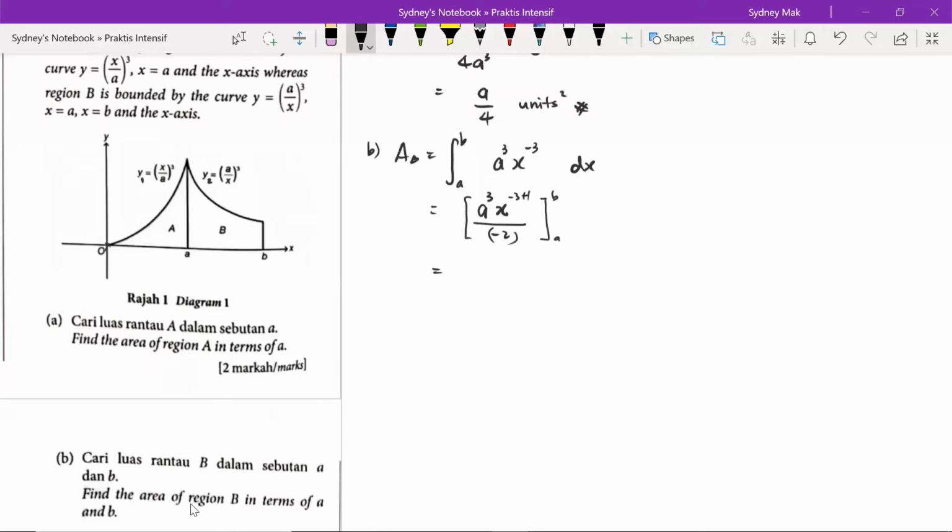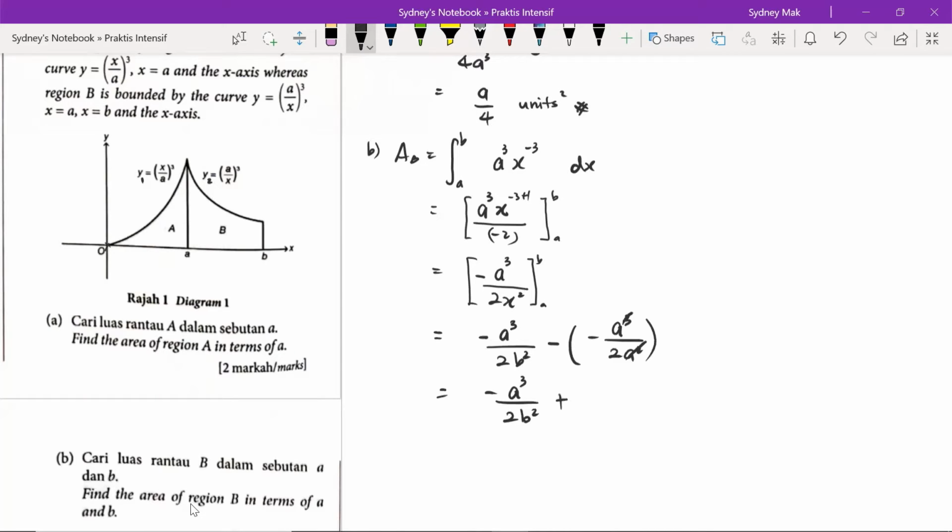Let's write properly. First, we have negative a cubed over 2x squared. Then only we substitute the boundary values in. So we have negative a cubed over 2b squared minus the negative a cubed over 2a squared. Let's simplify the a cubed and the a squared. We are left with negative a to the power of 3 over 2b squared plus a over 2.